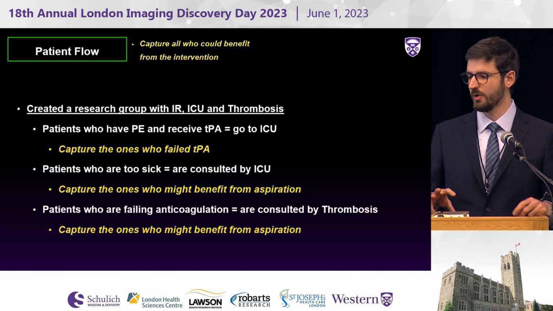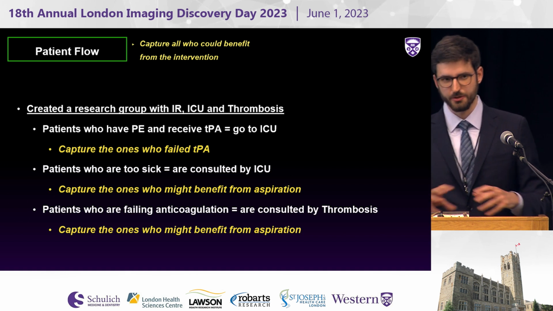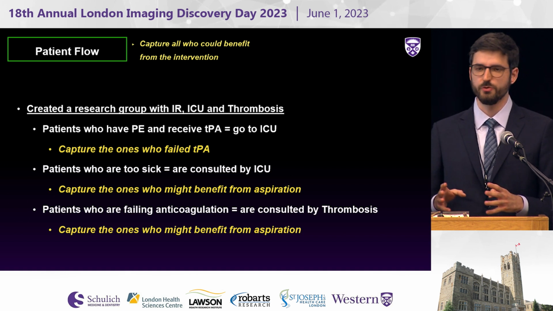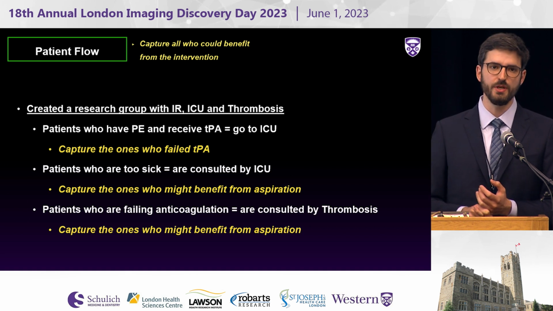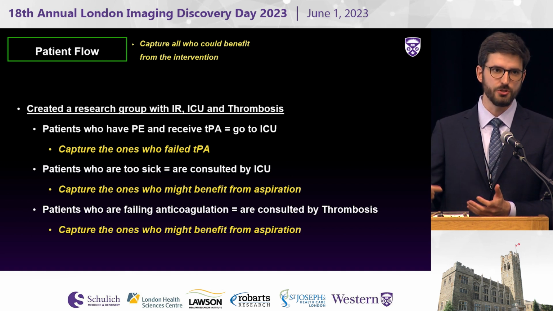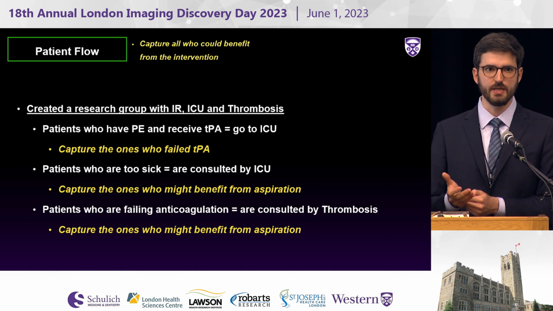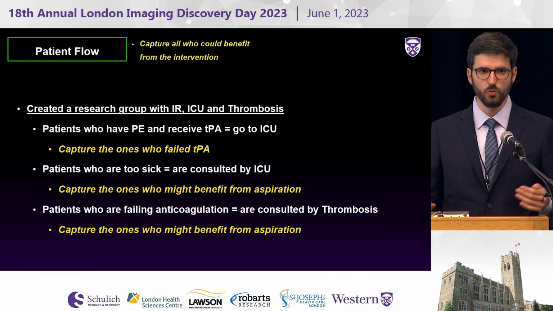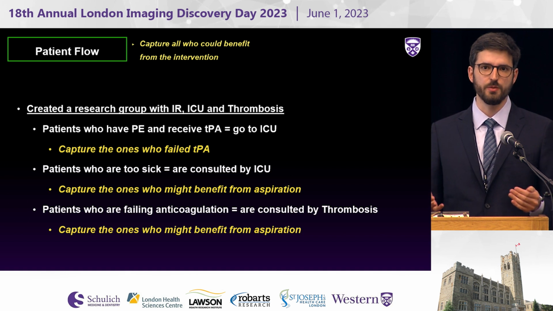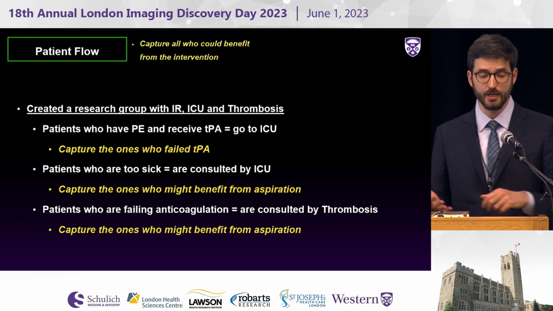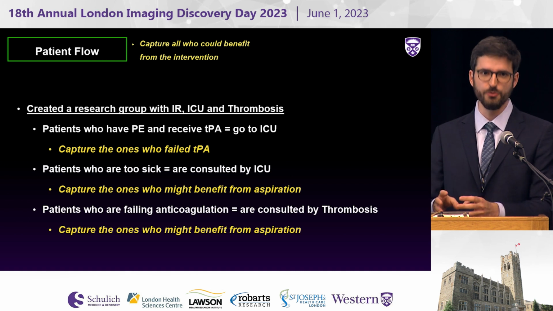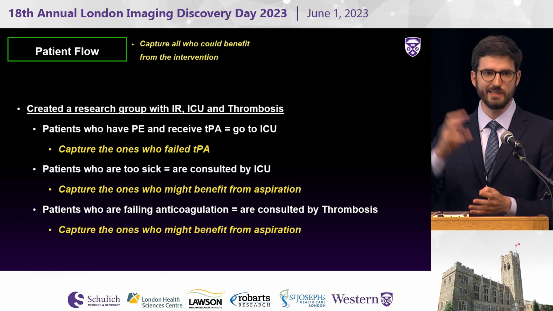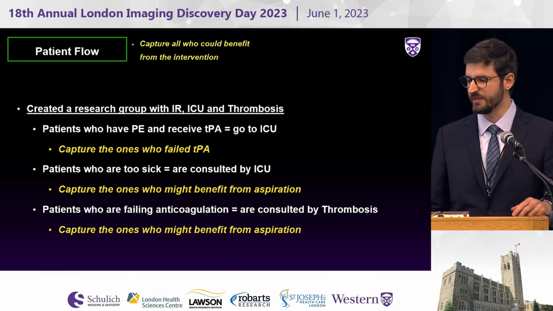This research group also allowed us to capture patients throughout the hospital. For instance, getting ICU involved was crucial because every patient who gets TPA goes to the ICU. So ICU now is aware if a patient is declining, maybe aspiration is the next step. If a patient is too sick at the ward or in the emergency department, they will call the ICU outreach team to evaluate that patient. So again, that's ICU evaluating that patient, and then they can decide if aspiration is beneficial.